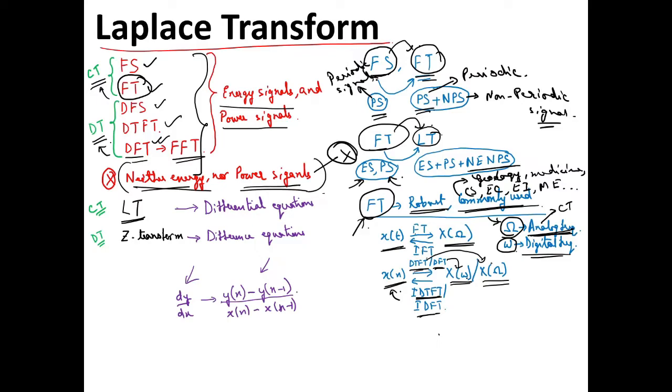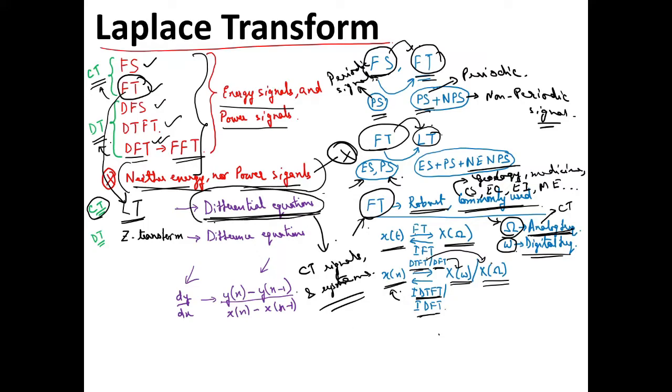That means when we are deriving the Laplace transform from the Fourier transform, the Laplace transform is also meant for continuous time signals. When we talk about continuous time signals, they are usually represented with differential equations. So the Laplace transform is used for the analysis of continuous time signals and systems. These continuous time signals and systems would be represented with differential equations, say for example, dy by dx.